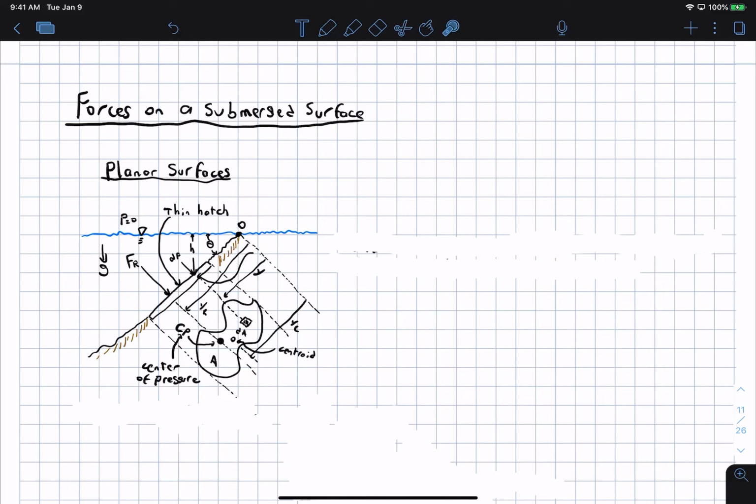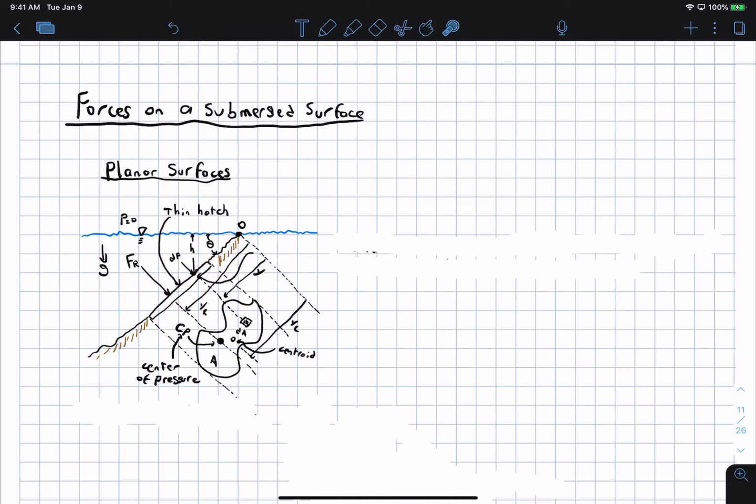so that you know how to design it so you can open it easily and things like that. So we will be doing both planar and curved surfaces, but first we're going to do planar surfaces here. And what I mean by a planar surface is that the submerged object is planar. Now, its cross-sectional shape, if I'm looking at it from the side like this, may be some sort of crazy shape, but if you're looking at it from the side, it forms a perfectly straight plane.